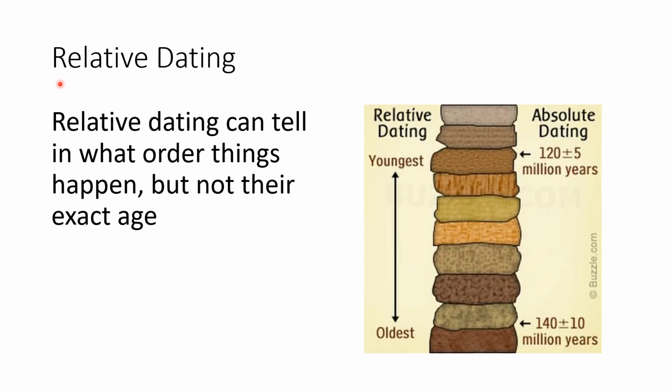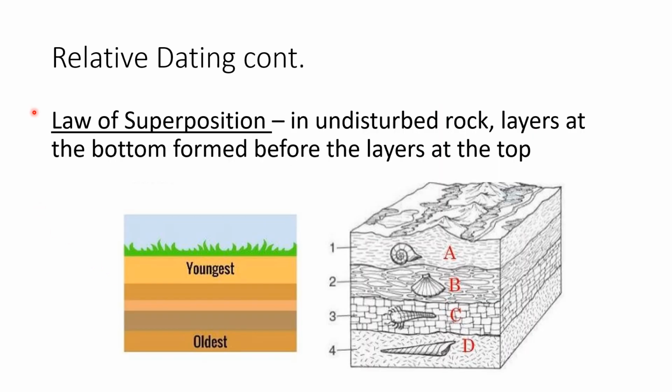So we have two main types of geologic dating practices. First, we'll talk about what's called relative dating. Relative dating tells what order things happened in, but it can't tell their exact age. So we can tell if one rock or fossil is older than another one, but we can't tell how many years old it is. So there's several different laws that we pay attention to when we're using relative dating.